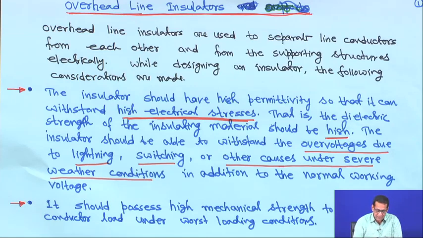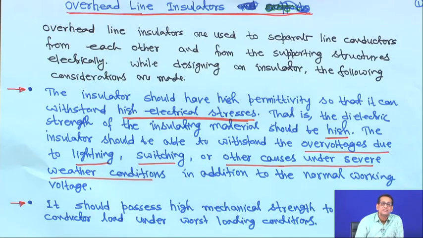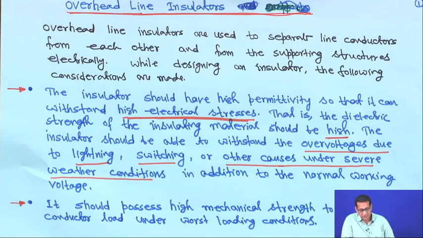So, the insulator should be able to withstand over voltages due to lightning stroke, that lightning is a phenomenon, right, and switching or other causes under severe weather conditions. In addition to your normal working voltages, the insulator when designed should be able to sustain the over voltages due to lightning stroke, due to switching or other causes such as severe weather conditions during windy storms, right. And in addition to that, the normal working voltage.